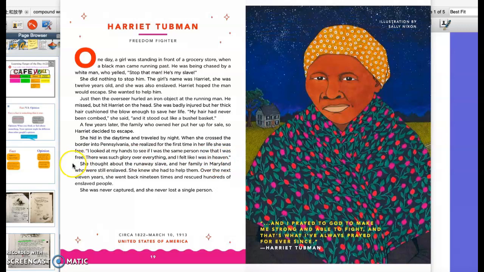All right, now let's look at the last paragraph. She thought about the runaway slave and her family in Maryland, who were still enslaved. She knew she had to help them. Okay, see how I emphasized had to, like she has to do that. Okay. Over the next 11 years, she went back 19 times and rescued hundreds of enslaved people. She was never captured, and she never lost a single person.